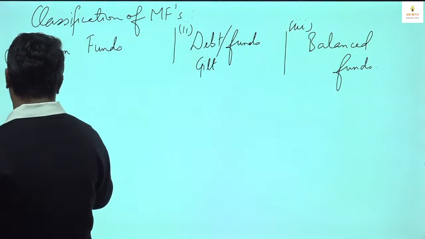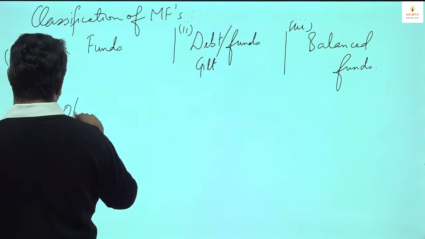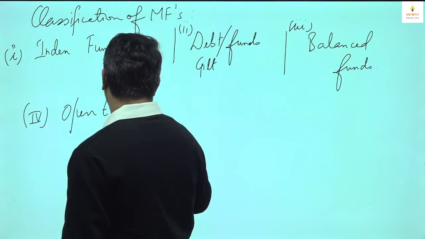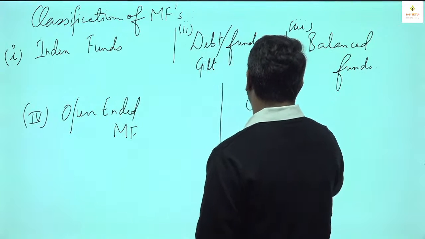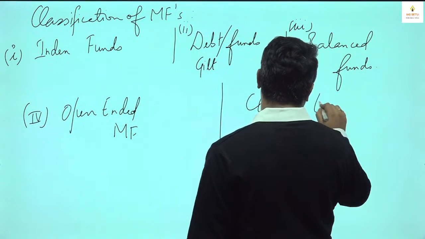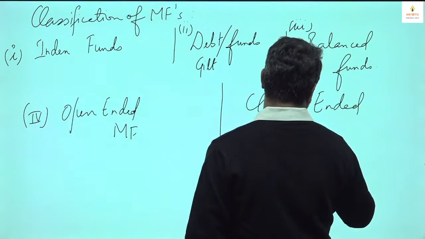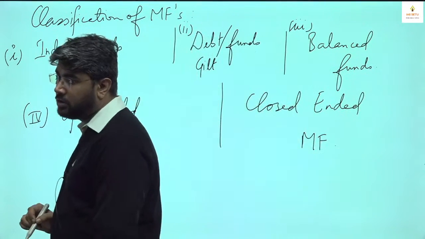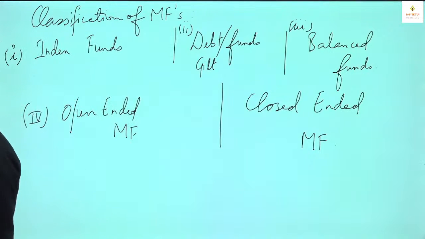Now the fourth and fifth classification is your open-ended mutual fund, and we have something called closed-ended mutual fund. Now this classification is based on at what point in time can an investor enter the mutual fund and exit the mutual fund.